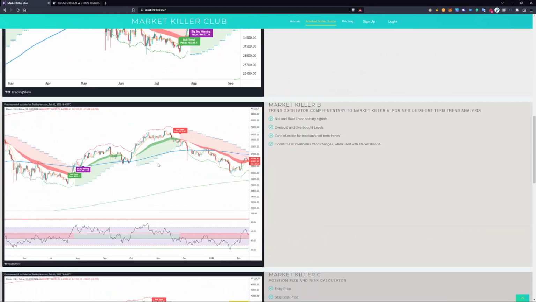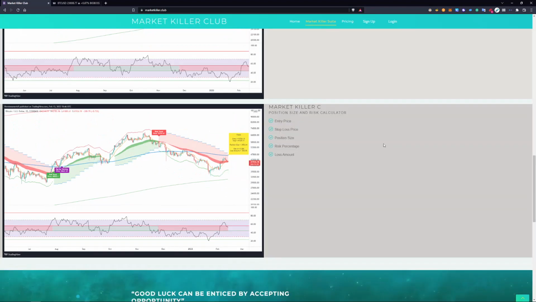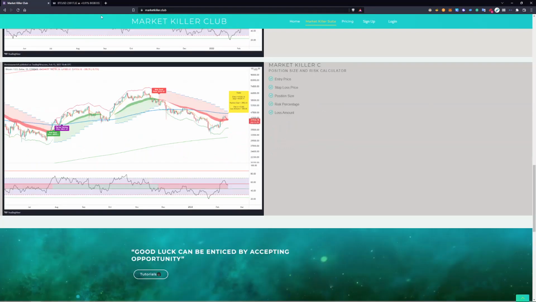Market Killer B, which is a trend oscillator and is complementary to Market Killer A, and it's useful in medium to short term trends. And Market Killer C, which is a position size and risk calculator. With that being said, let's dive into TradingView and I'll show you how you set up Market Killer A, B and C and how to use them.